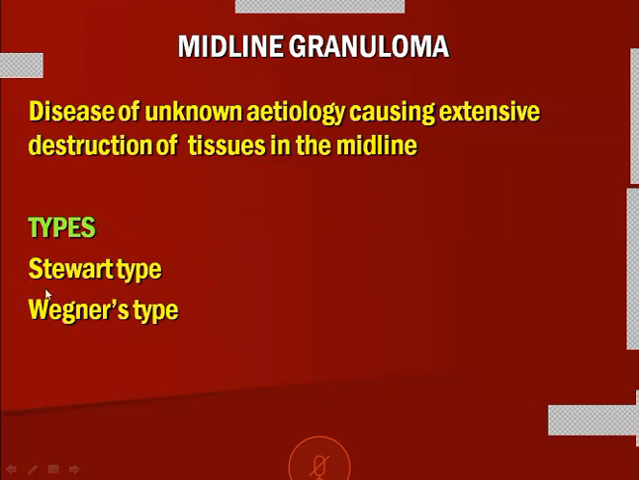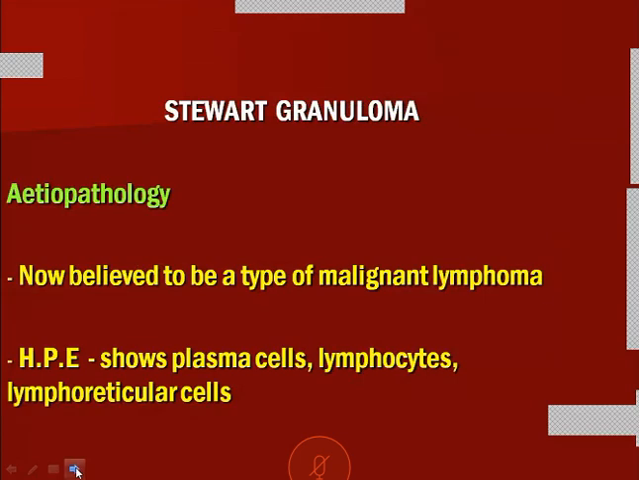Okay, what are the types? Stewart type of granuloma and Wegener's granuloma. There are two types. Stewart granuloma is of unknown etiology. Now it is believed to be a malignant lymphoma, just like Burkitt's lymphoma.